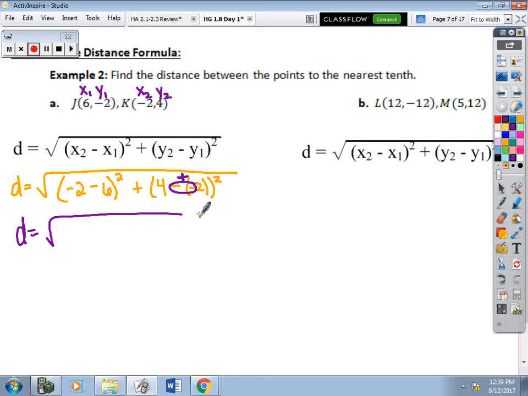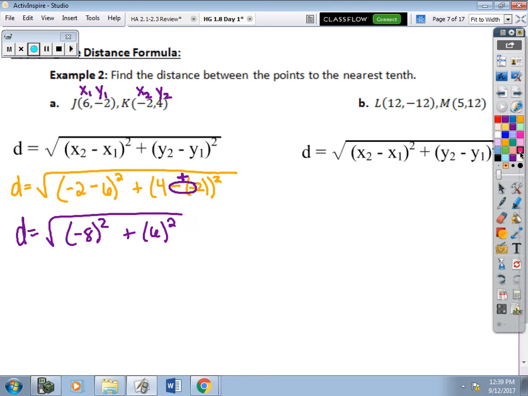But you should be doing a little bit more work. Negative 2 minus 6 is negative 8. Leave this in parentheses. If you just put negative 8 squared without parentheses, there's a good chance you're going to put negative 64 there, which should be a positive 64. So leave parentheses around any negative number that's being squared. Okay. Here we're going to get 4 plus 2, which is 6 squared.